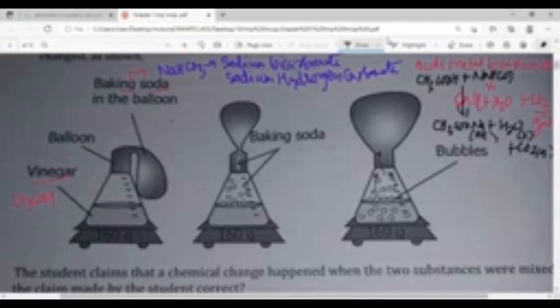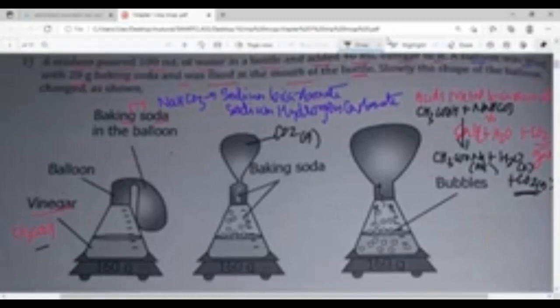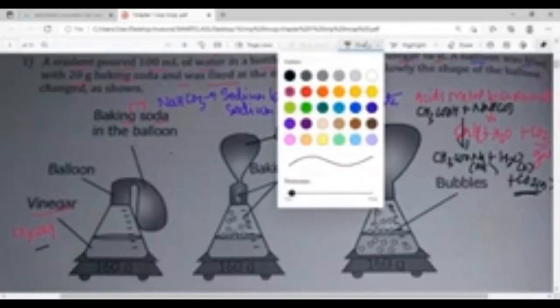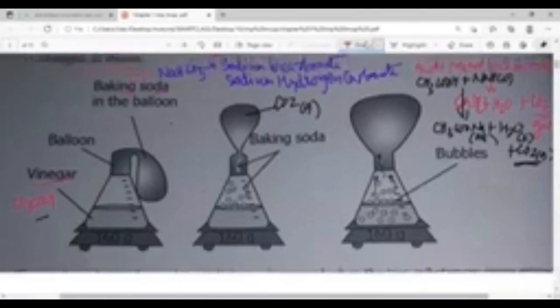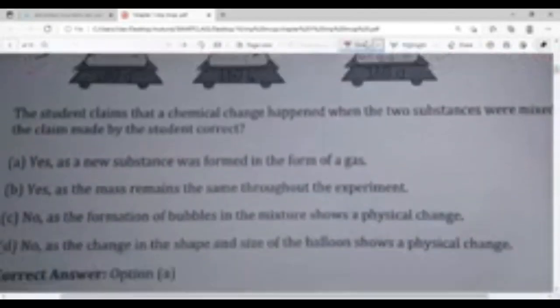So now when the vinegar reacts with the baking soda, it produces carbon dioxide gas, and due to the production of the carbon dioxide gas, the gas is filled into the balloon, and the size of the balloon, you can see that it increases. Now let's move forward and see what the question tells us. Slowly the shape of the balloon changes as shown here.